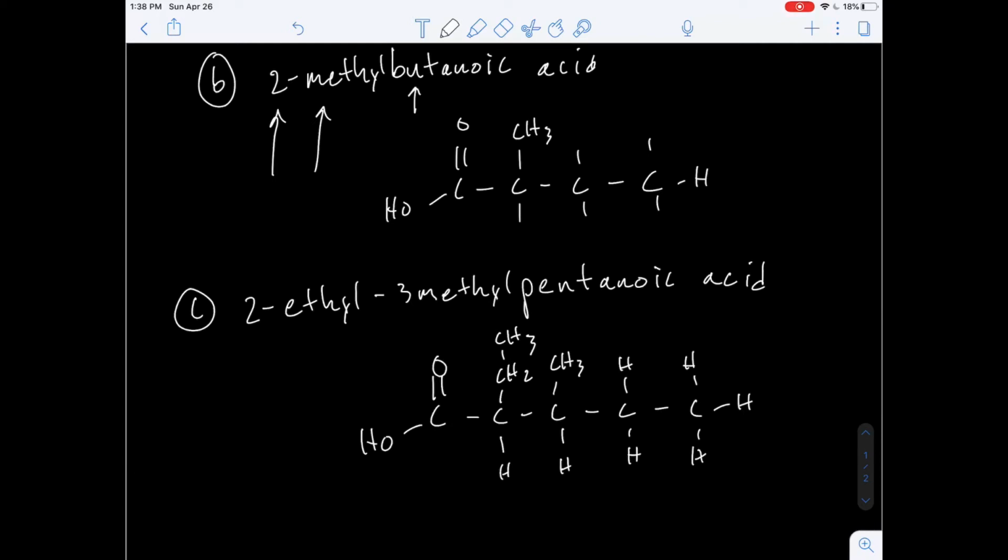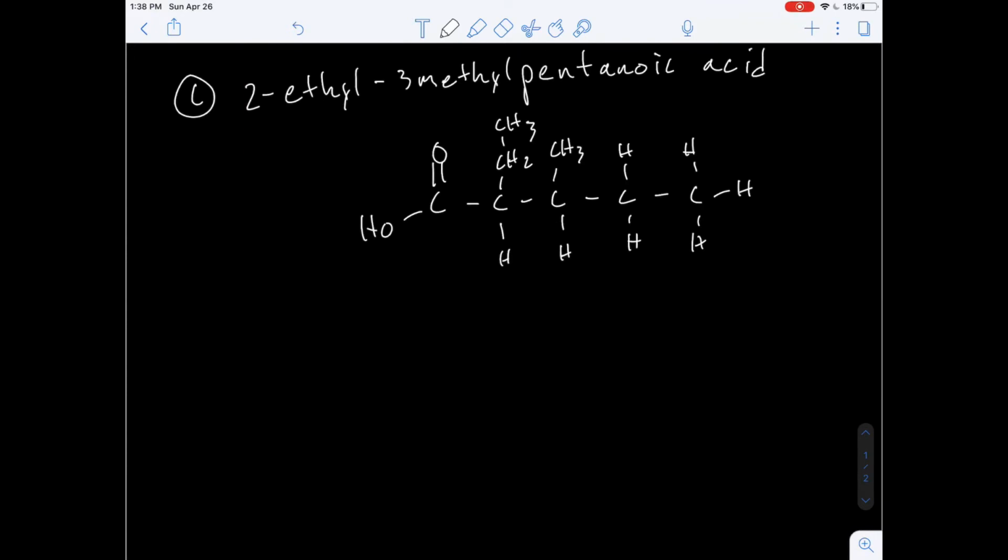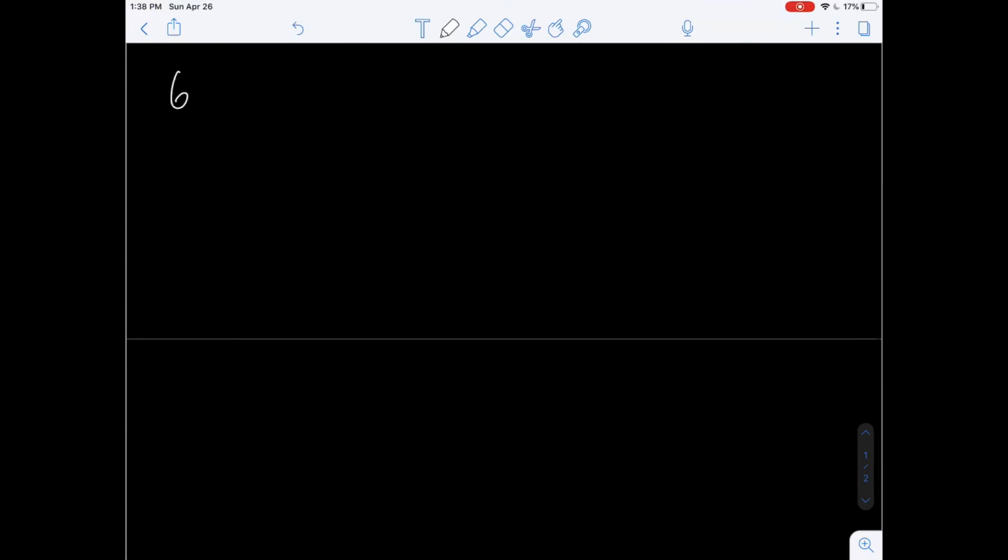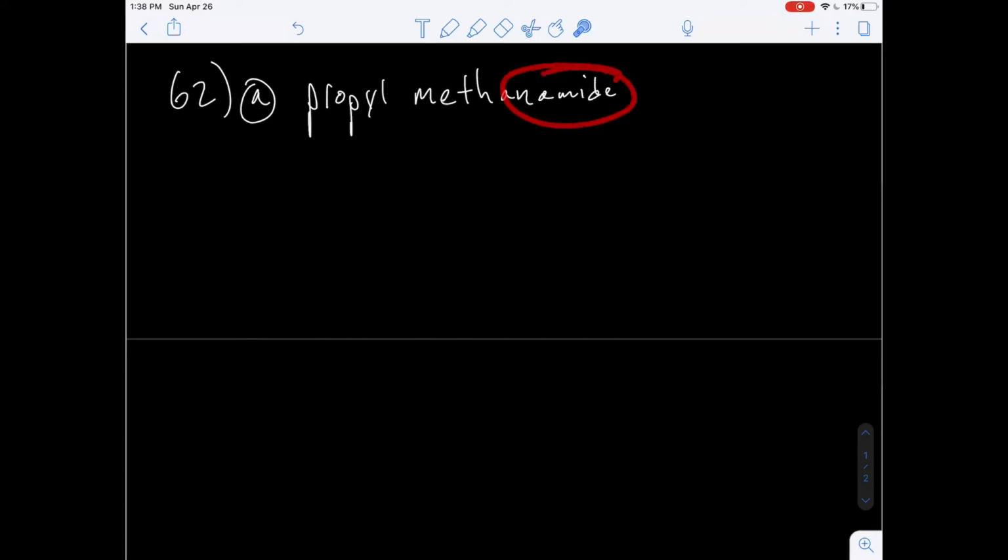Your next question was number 62, so let's go down there. A. All right, so we're supposed to draw structural formulas for these. A was propyl methanamide. Okay, so for this, again, I'm trying to figure out what the main structure is. It's an amide. So you've got to remember what the amide group should look like here.